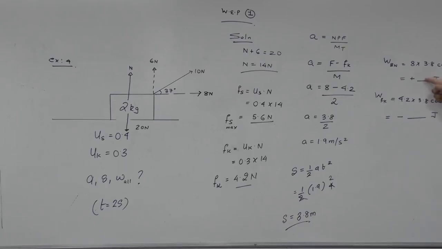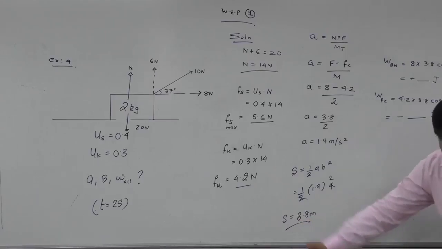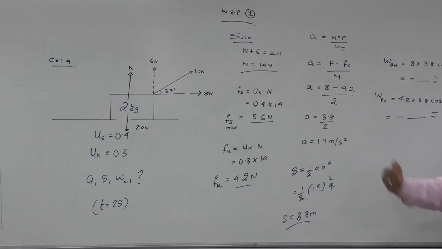That means this is supply of energy and this is gain of energy. It means he is going to eat up this much amount of energy from him and dissipate it in the form of heat. Whenever friction is there, the road will become warm, the sole will become warm. Did you understand?